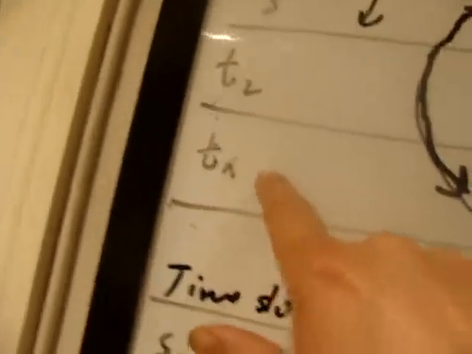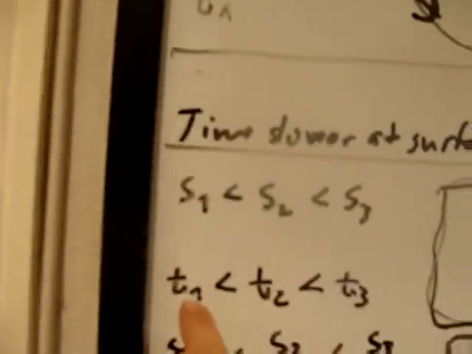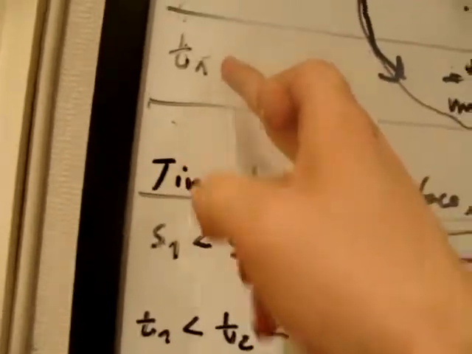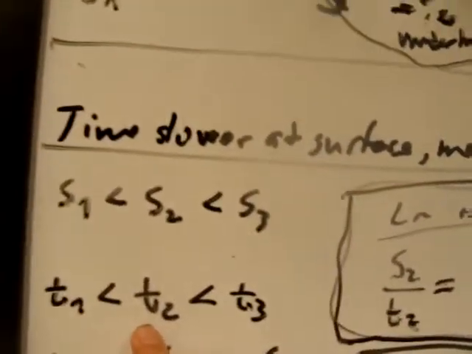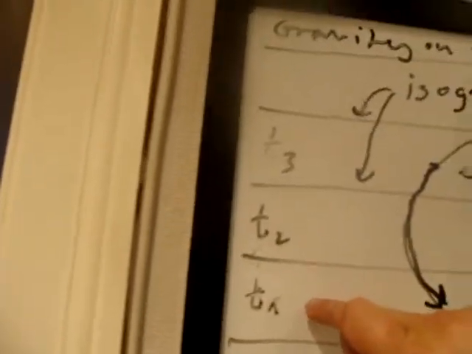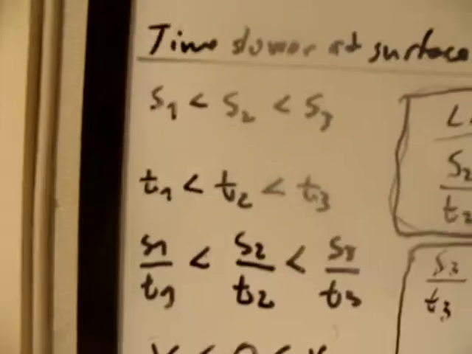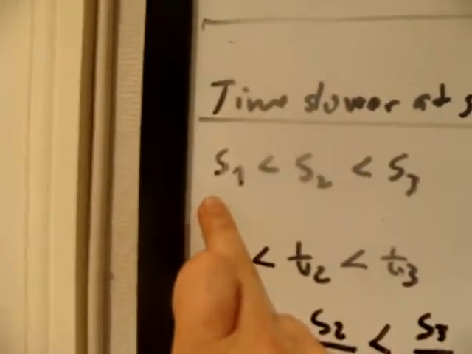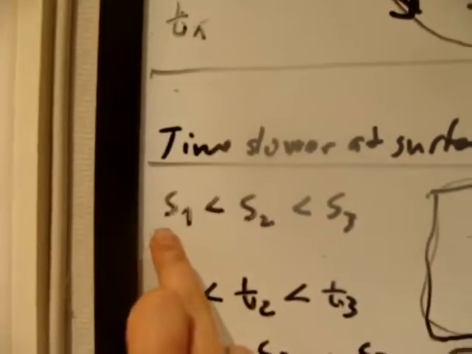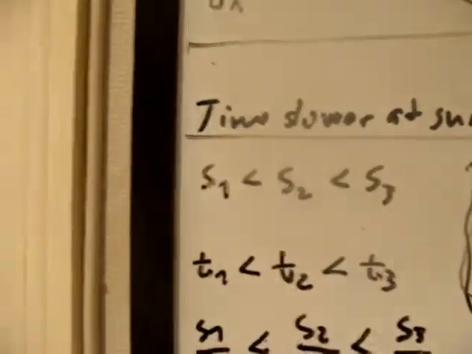And also time: T1 is less than T2 and less than T3, because time goes slower nearest the surface of things, and at T2 it goes a little bit faster. So I have these spatial coordinates here, a spatial measurement.